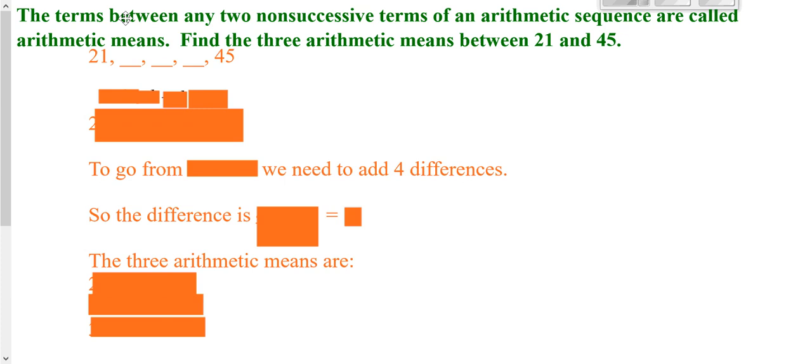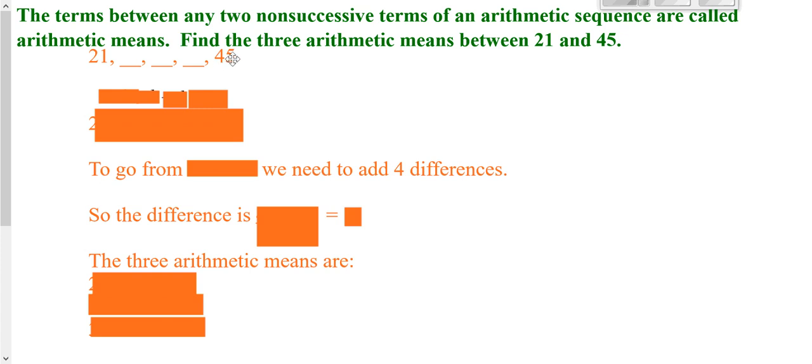So here we have some terms. It's arithmetic. There's 3 terms that are missing. The 3 terms that are missing in this arithmetic sequence are called your means. In other words, we'd have 21, missing 3 numbers, then 45. Now there's a couple ways we could do this.